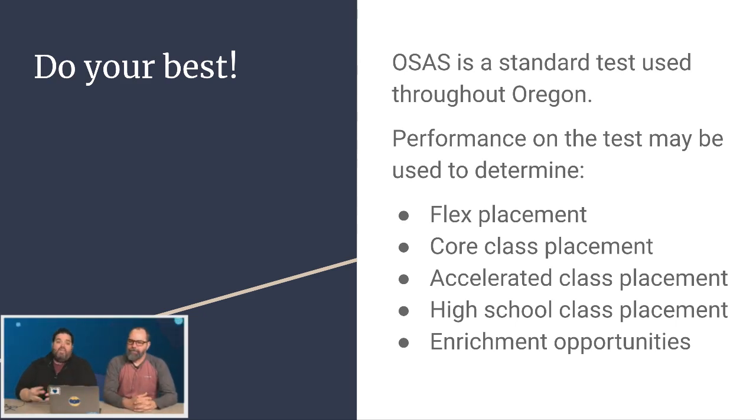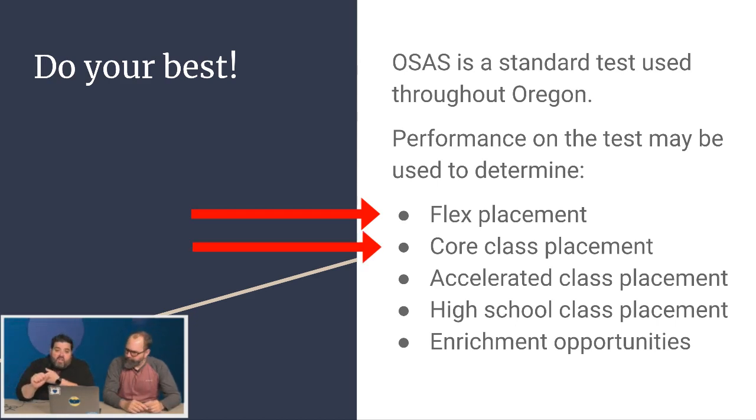And then within the school, we use this thing to determine your flex classes. We use this thing to determine where your core classes are. Meaning, if you're going to be in Mr. Sperry's language arts class, we use this test to determine that. We determine accelerated class placement for this. So if you're moving a little faster than everybody, we use this test for that.